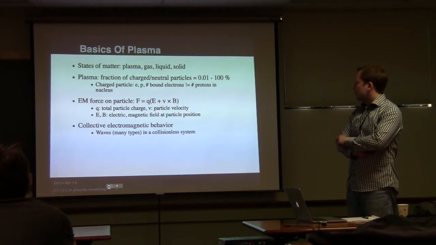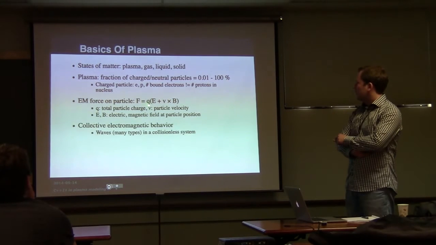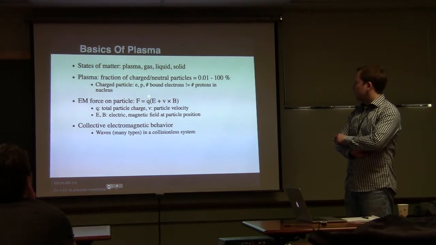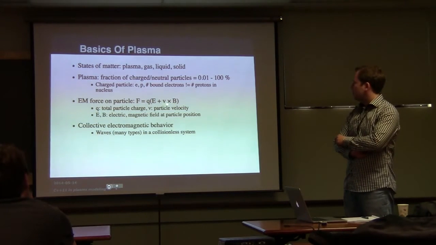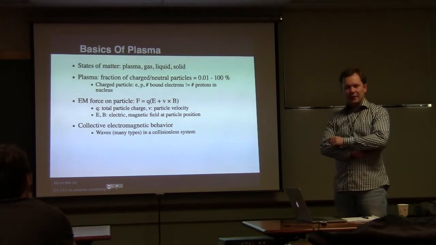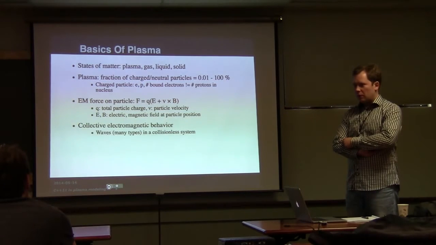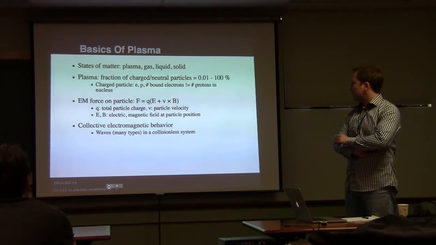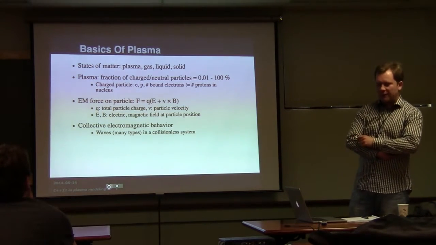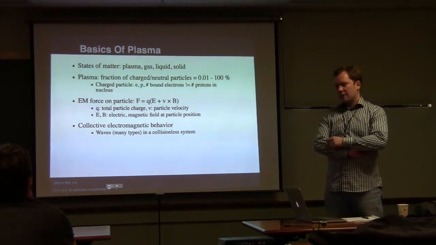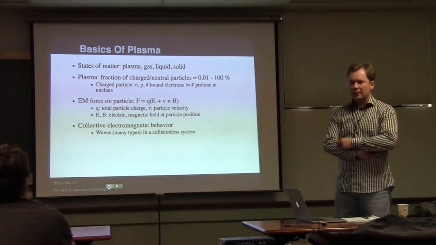I think this is the only equation in the presentation. The force on a charged particle is the charge multiplied by the electric field plus the cross product of the particle's velocity and the magnetic field at the particle position. And one fundamental difference is that plasma exhibits collective behavior, even though the system would be collisionless.